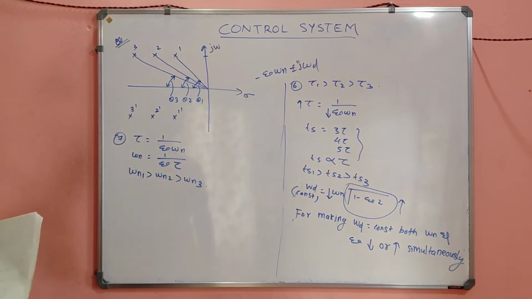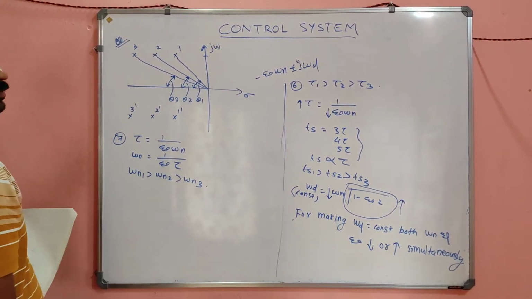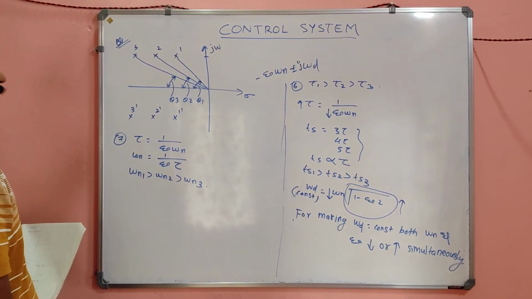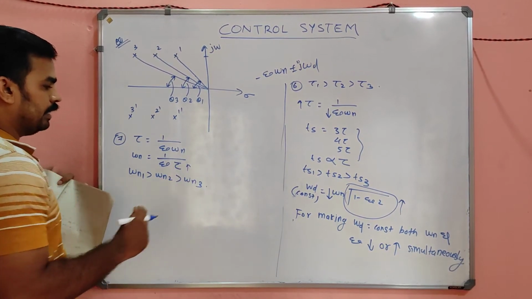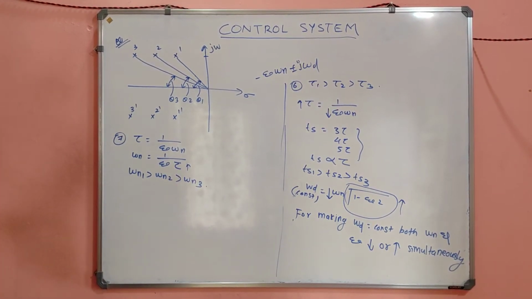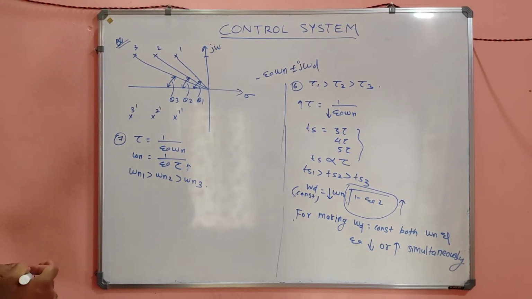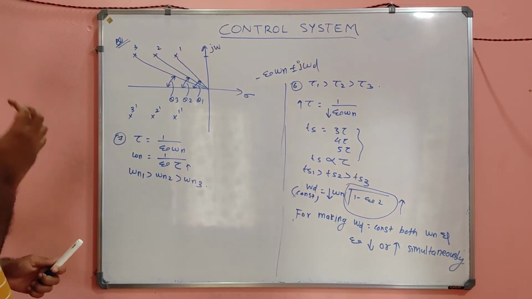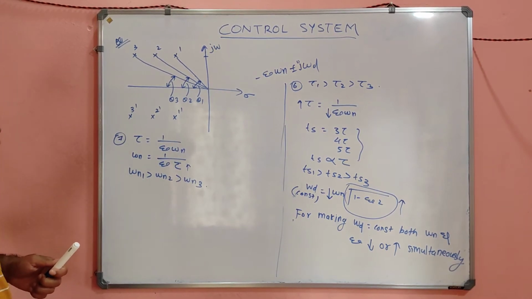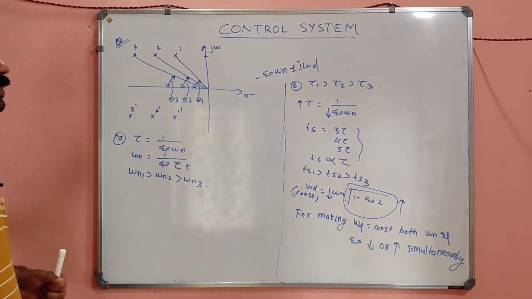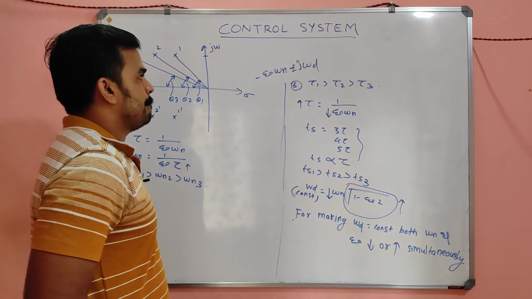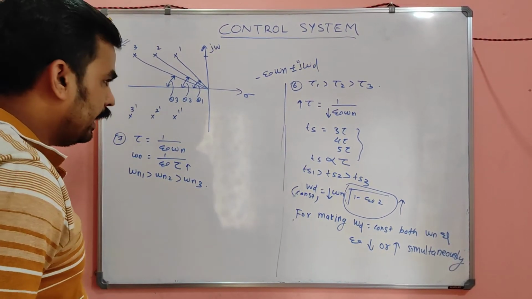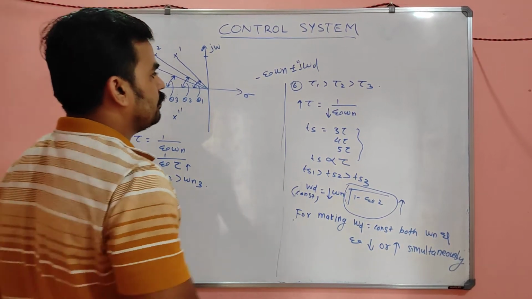Correct, now? Tau 1 is higher, right? Tau 1 is higher. Okay, listen, my dear. Here, say one thing.